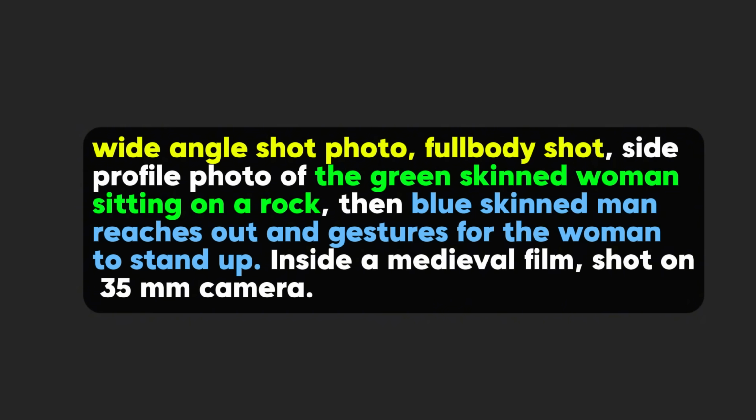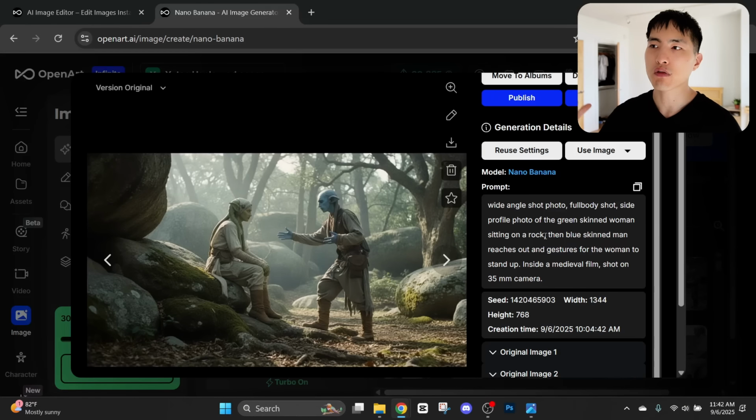So I'll say side profile photo of the green skinned woman sitting on a rock. Then the blue skinned man reaches out and gestures for the woman to stand up. Inside a medieval film shot on a 35mm camera. By specifically adding more action-style keywords into the prompts that describe how the characters move relative to each other, that seems to be what's going to get you the best results when you try to combine multiple images together.